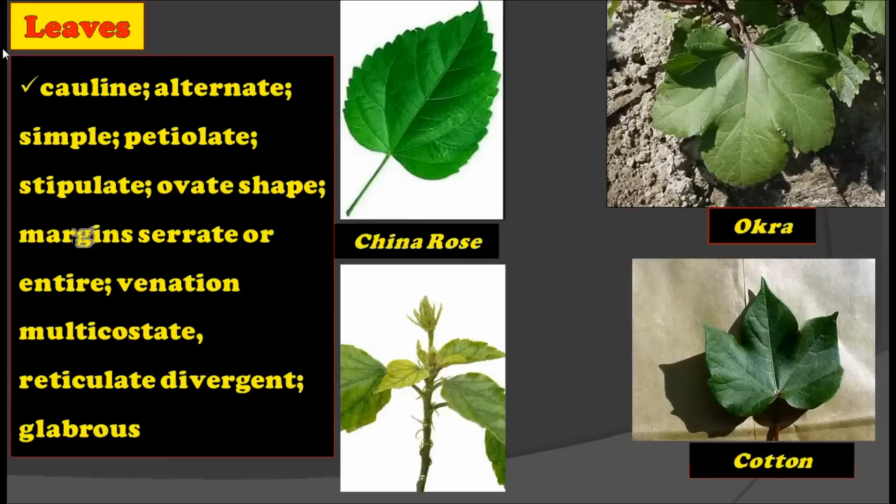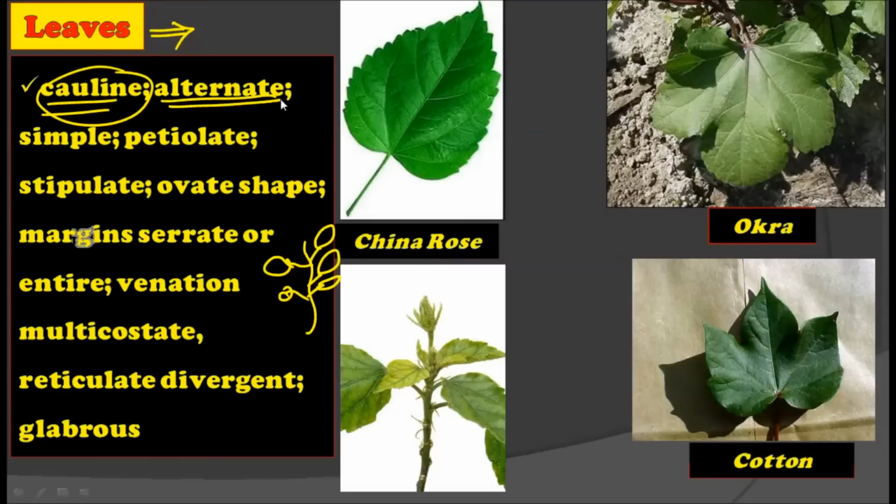All right. Now let's talk about the leaves of the Malvaceae family members. Leaves are cauline, which literally means all these leaves are borne on the stem. The leaves which are borne on the stem are called cauline leaves, and cauline leaves can be observed in the Malvaceae family. These are borne alternately. That is, you can observe here in the hibiscus plant, one leaf is from this side, the other from this side, and they alternate with each other. They are not present exactly opposite to each other, but alternate with each other, and that is why the leaves are said to be alternate in the Malvaceae family.